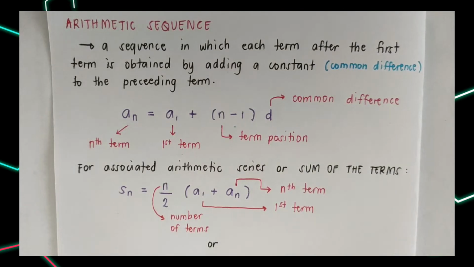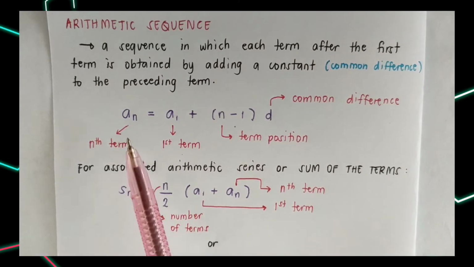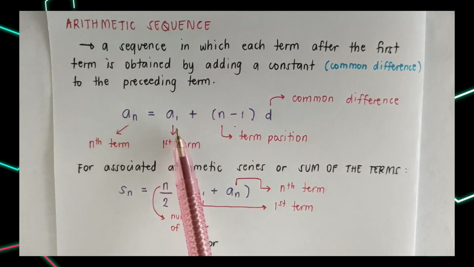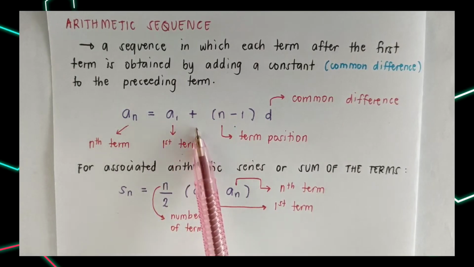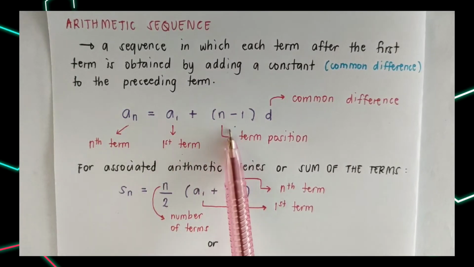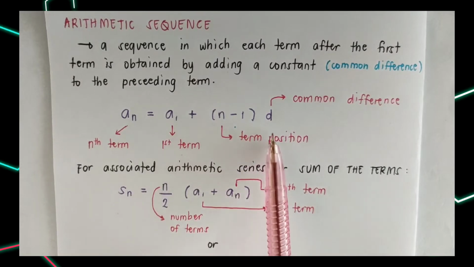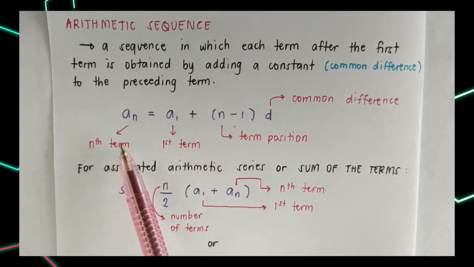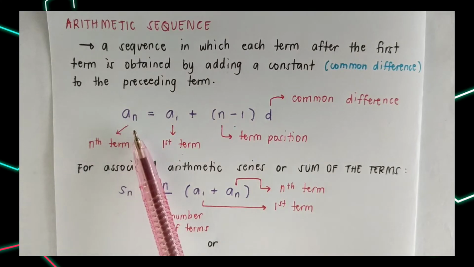So this is the formula for the arithmetic sequence if ever we need to get the specific term for the sequence. We have a sub n is equal to a sub 1 plus the quantity of n minus 1 times d, wherein your nth term will be the n here.